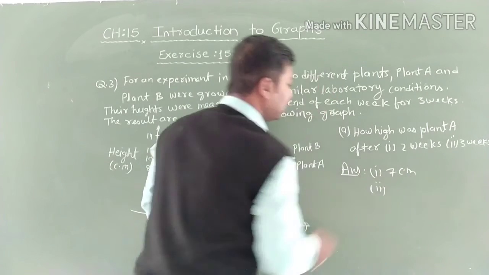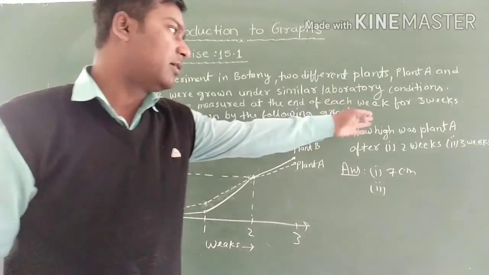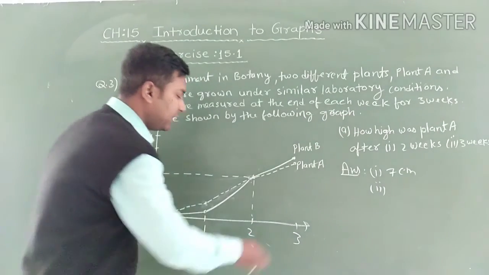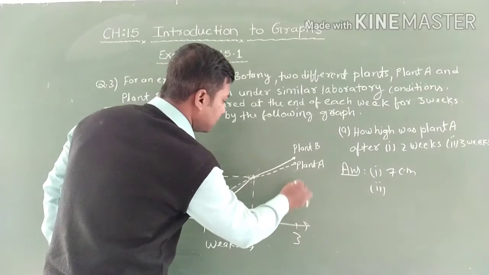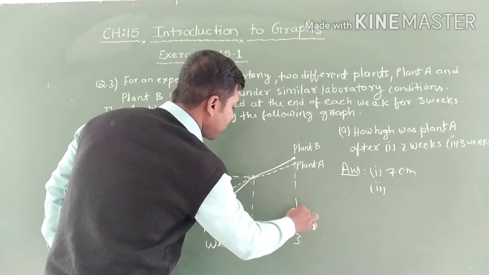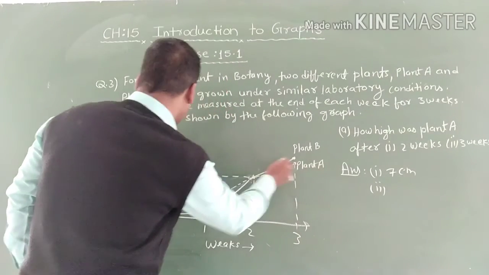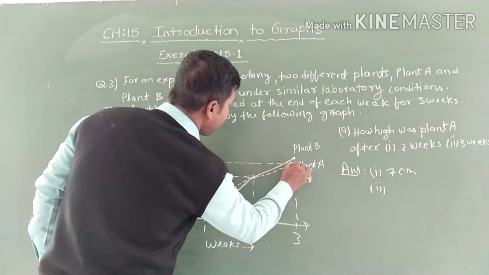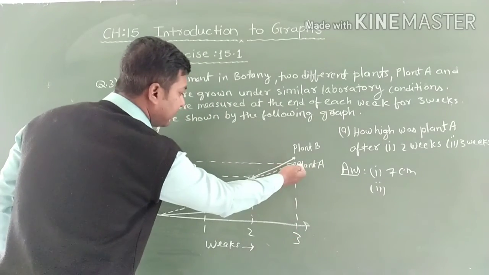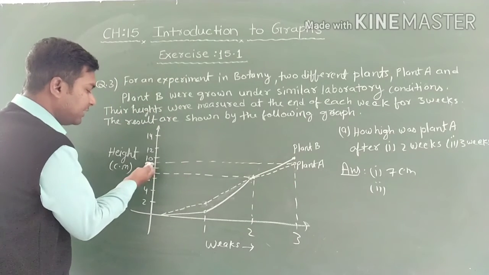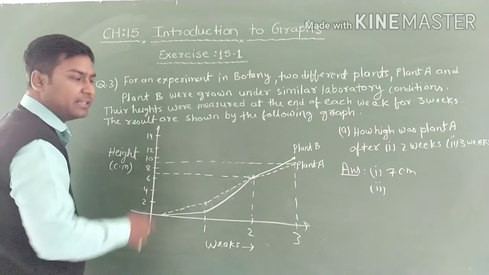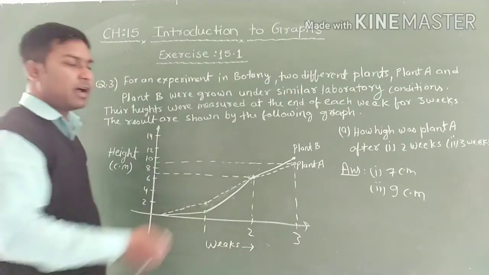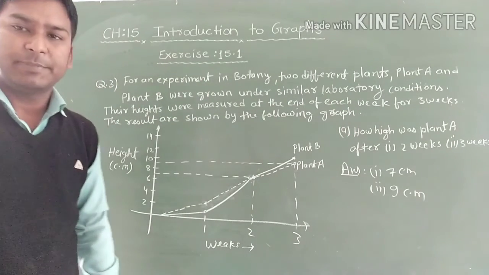Now second, after 3 weeks, what is the growth of plant A? So after 3 weeks, this is 3. So just draw a dotted line. So this is plant A. Now again draw a dotted line. So after 3 weeks, plant A's growth is 9 centimeter, in between 8 and 10. That is 9 centimeter. Okay, so this is 9 centimeter. This is the answer. Now next one, that is B part.